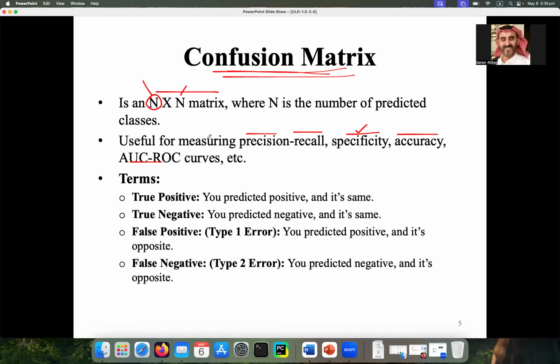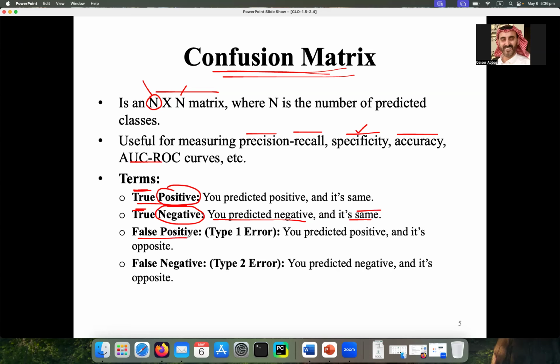In the confusion matrix, you will have something called true positive, which means your model is predicting positive, which is actually positive in the data set. Similarly, true negative means your model is predicting negative, which is actually negative in the data set. So I have mentioned you predicted negative, meaning your model predicted negative, and it was the same negative in the data set. I use this word same only for understanding.